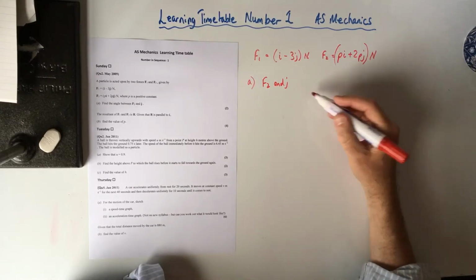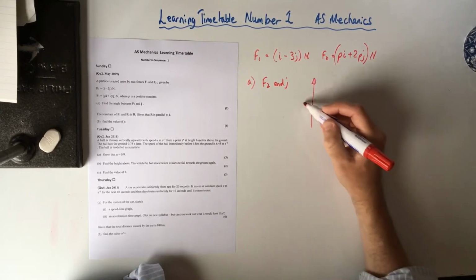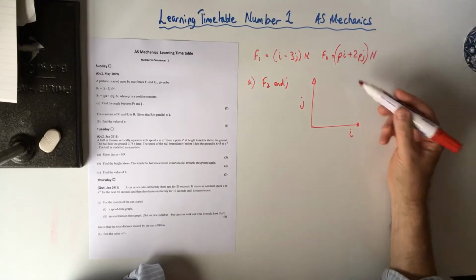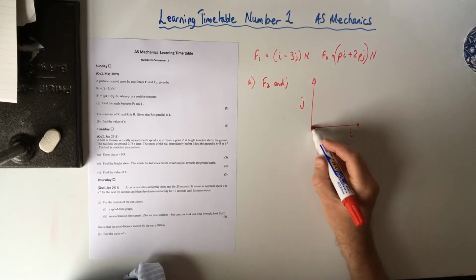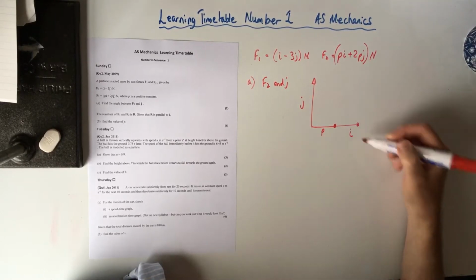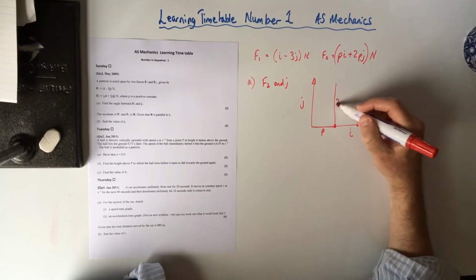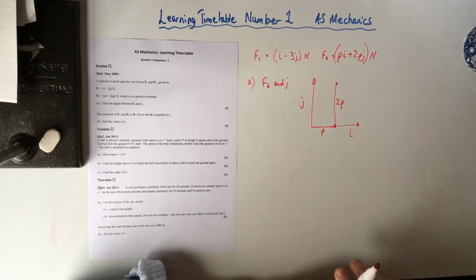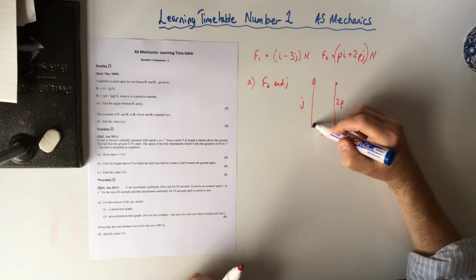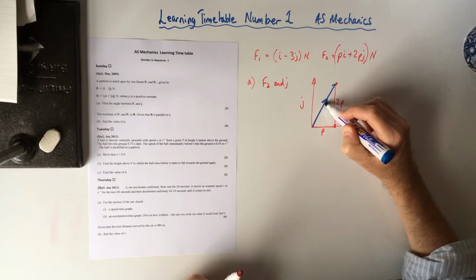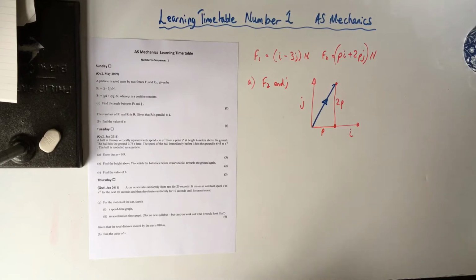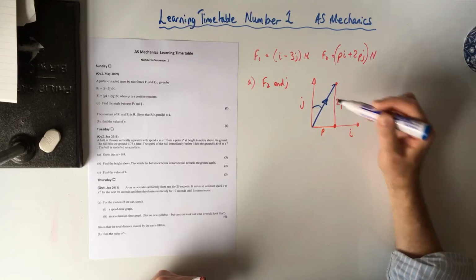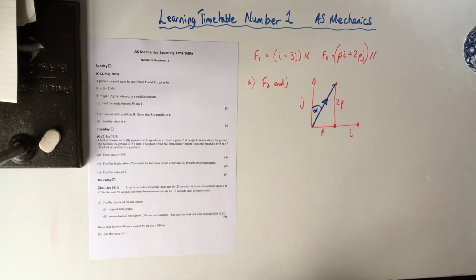Okay, so let's do part A. There's our j axis and our i axis. So i is along and j is up. F2 is pi, so it goes along pi and it goes up 2p. That's the position of it. As a vector, let's do it in a different colour: there it is, the vector pi plus 2pj, that's the vector F2. It says the angle with j, so it means the j axis, this angle here. Let's call it alpha.